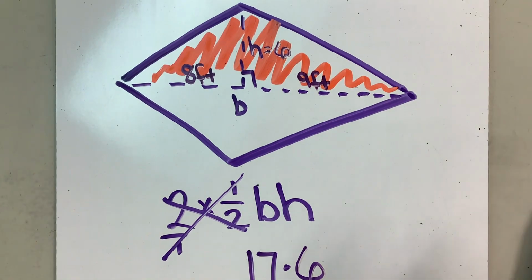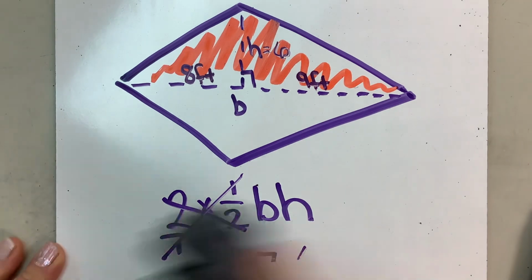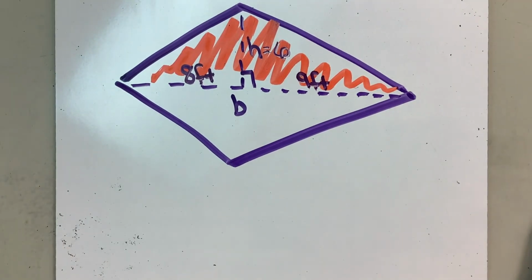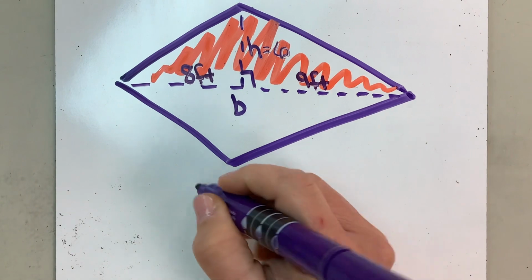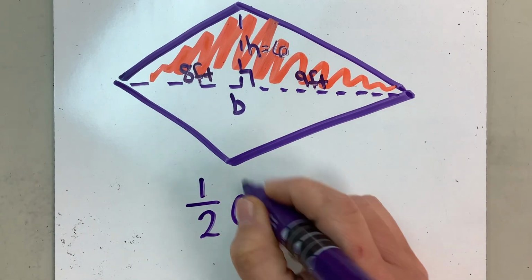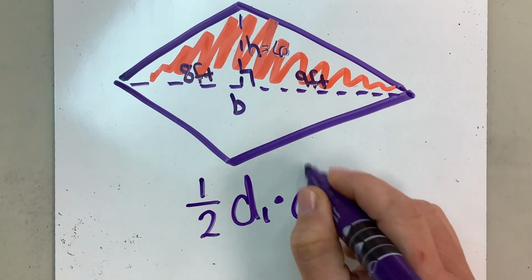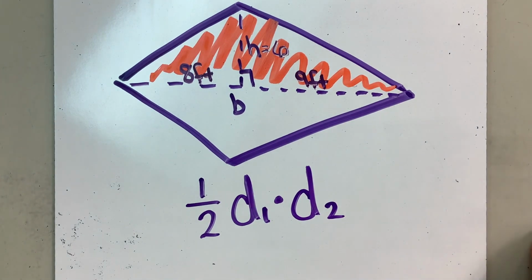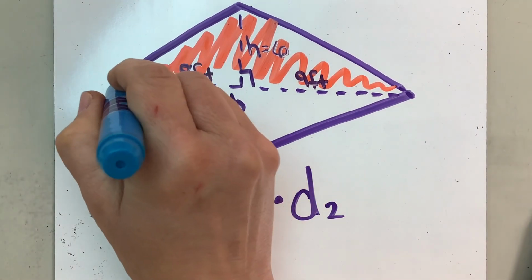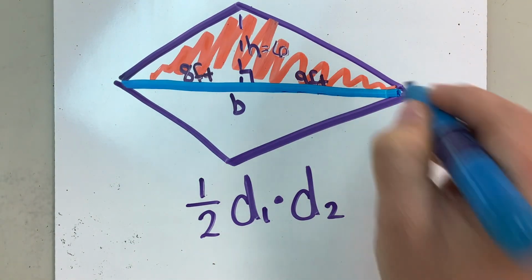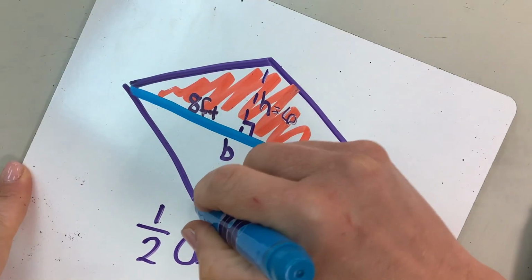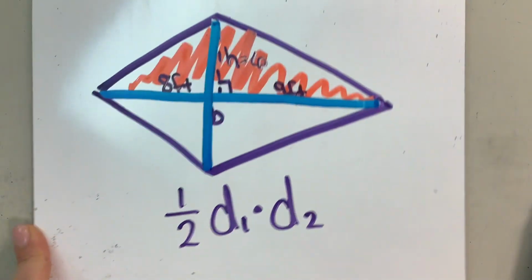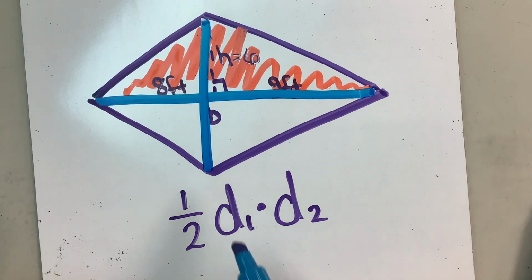For those of you that remember this from your schooling, the formula that I had learned was 1/2 diagonal 1 times diagonal 2. What they're showing you in that is that the diagonals are really going to be this one and this other one. And if you do that, it's still going to work out the same.